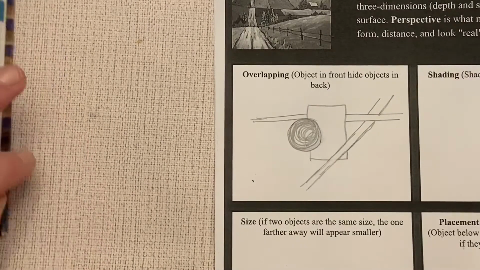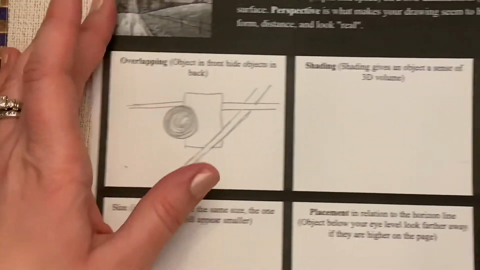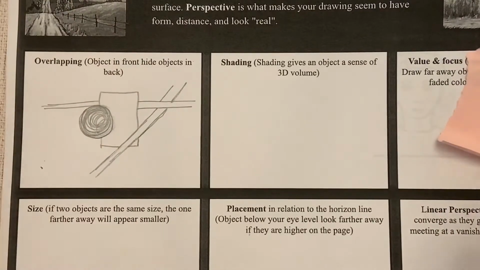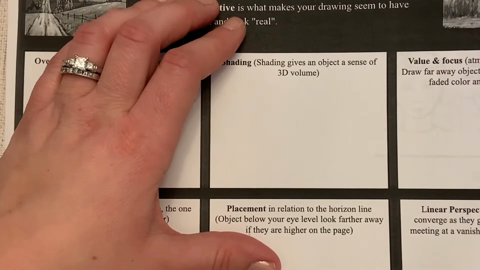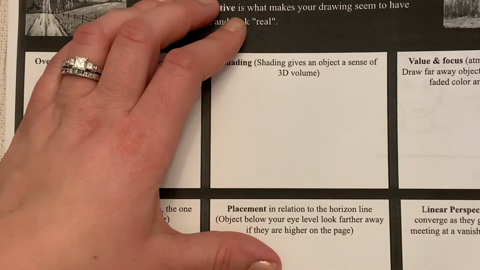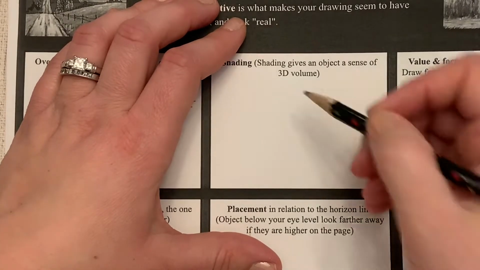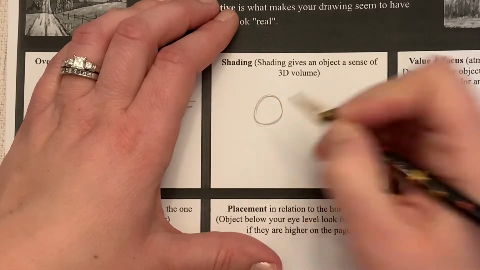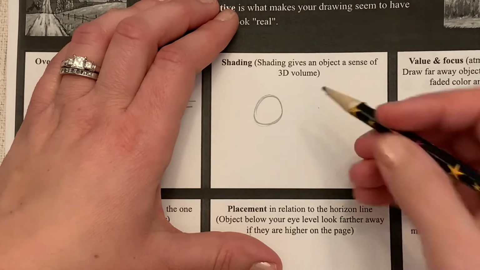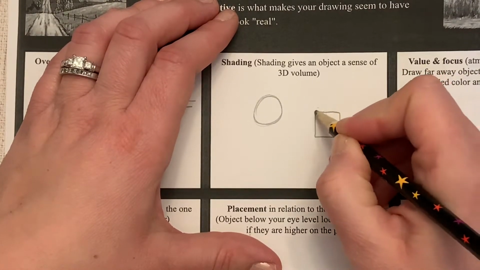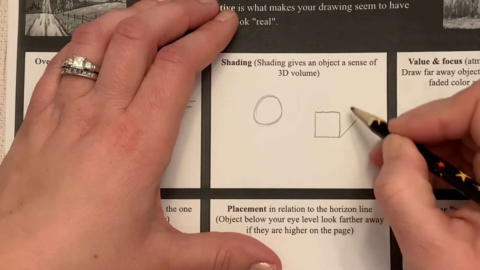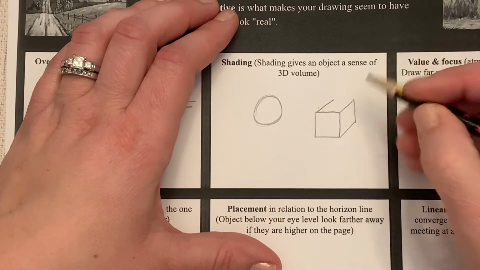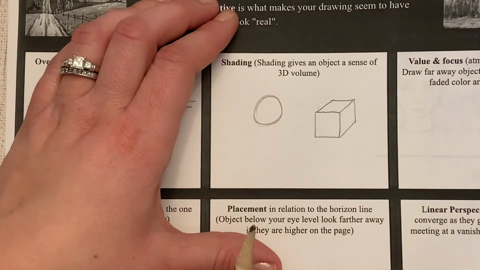Shading. So shading definitely gives a huge difference when you're trying to make something look 3D. All right, so we're gonna shade a little bit. You might not know how to do this, and that's okay. This will be coming up in one of the lessons that you're gonna do. So we're gonna give the sense of volume. All right, so we're gonna do a circle. Do the best circle you can. Doesn't matter if it's not perfect, okay? And you're gonna copy this cube. All right? We're gonna shade this together to give that illusion that it's three-dimensional.